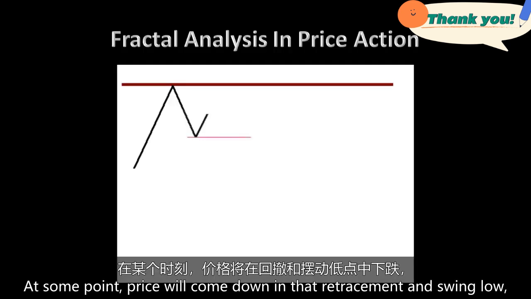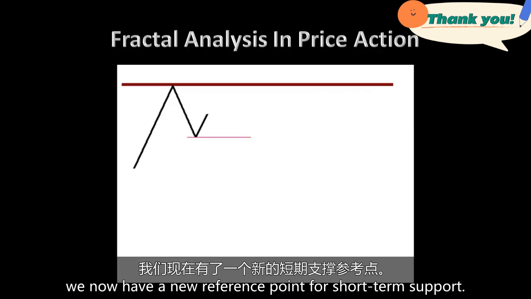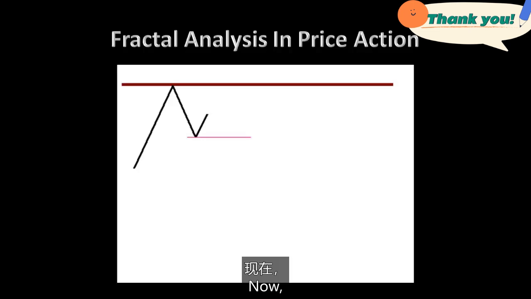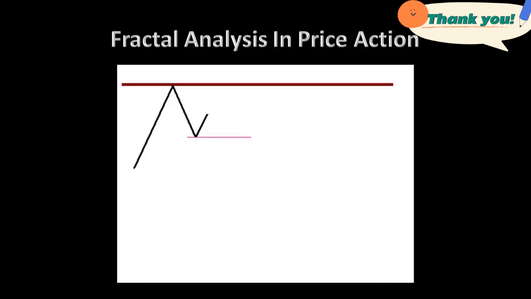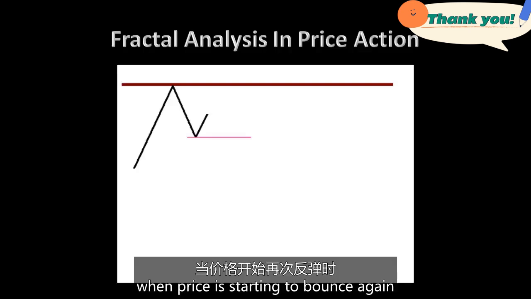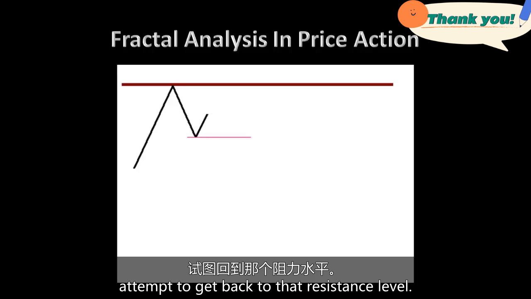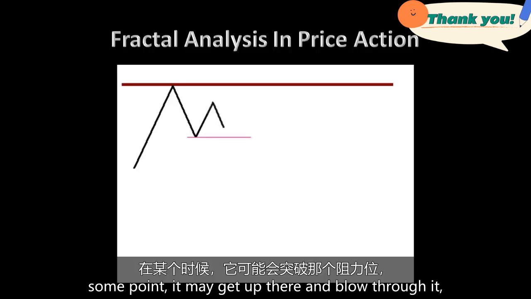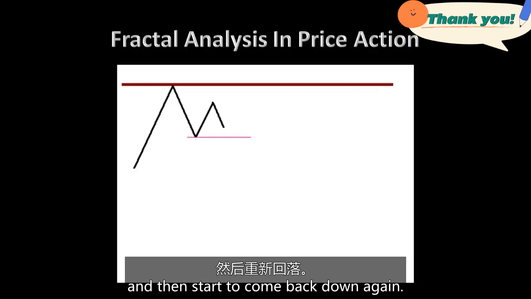At some point, price will come down in that retracement, swing low, and make a small short-term low. When that takes place, we now have a new reference point for short-term support. Now, obviously, if we have short-term support here and a key resistance level like that, a technical trader like we are or aspiring to be, when price is starting to bounce again on a short-term basis, could reasonably expect or anticipate another retest or run attempt to get back to that resistance level. At some point, it may get up there and blow through it, but many times it will fail to do that, and then start to come back down again.